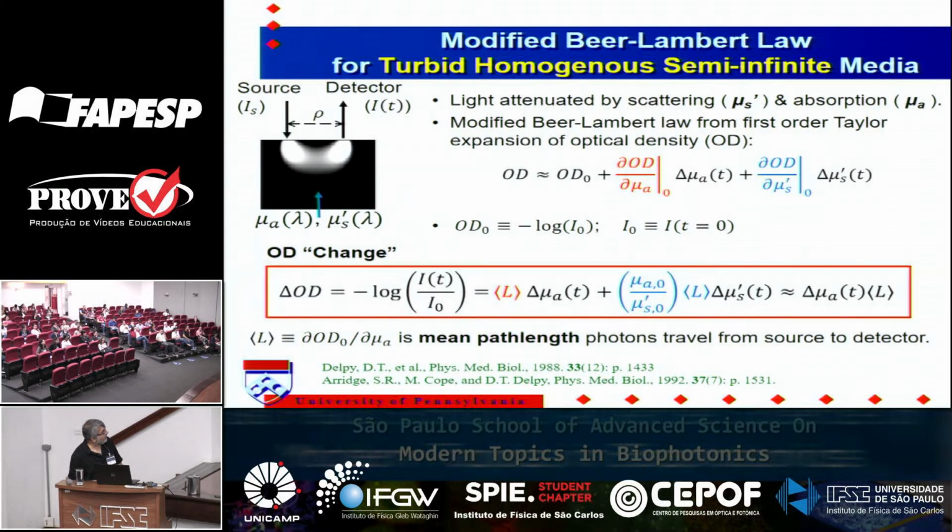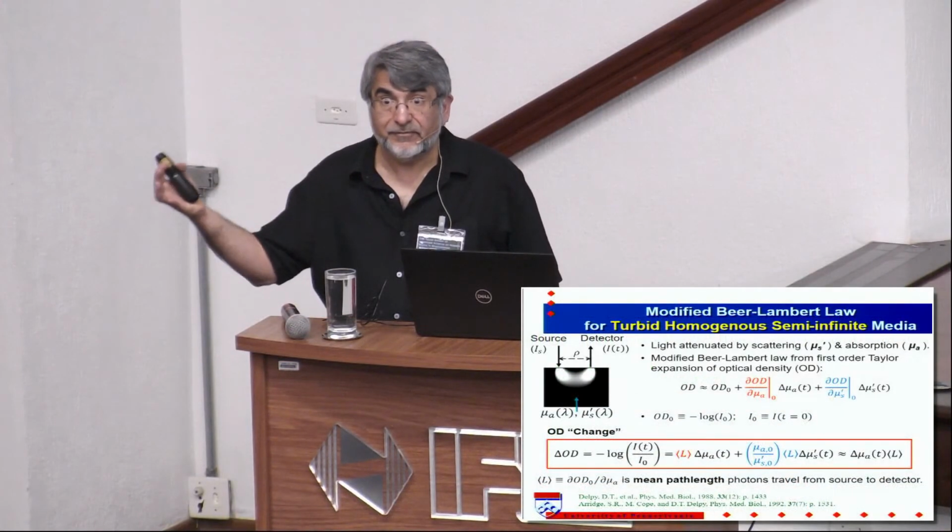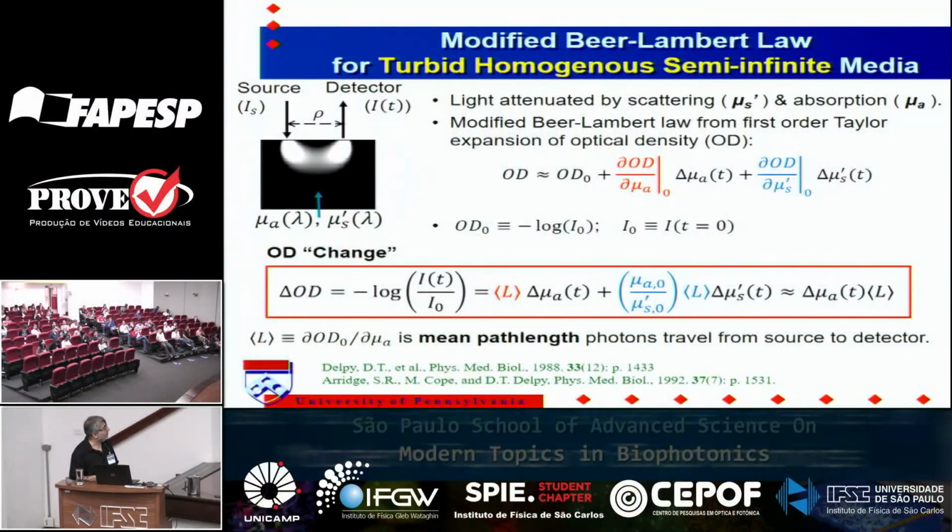So the OD, before, was the log of the intensity. The delta OD, the change in the OD, compares my measurement of intensity at some perturbed, functionally activated time to the baseline time. The log of that, you can show, is approximately related to the change in the absorption in the tissue times some length. And this length is the mean path length traveled by the photons in going from the source to the detector. But again, it's basically this derivative, which you can determine from the analytical solutions that we have.